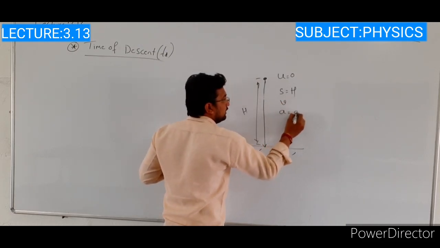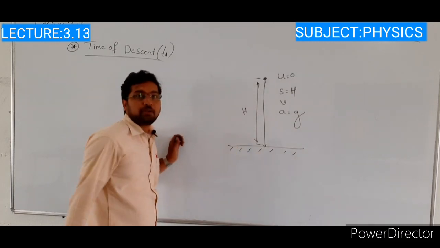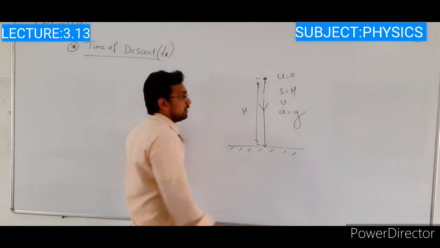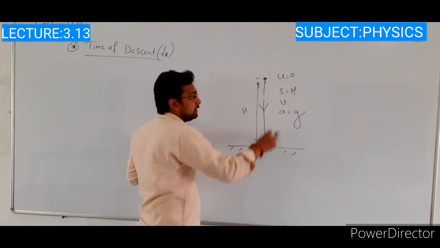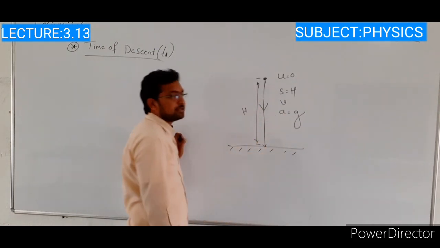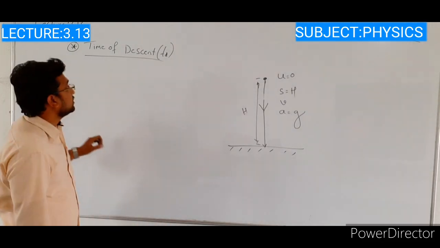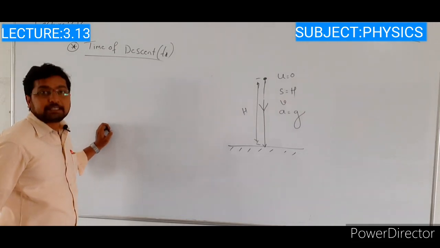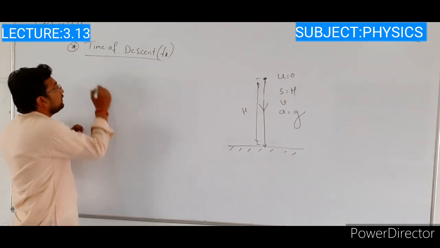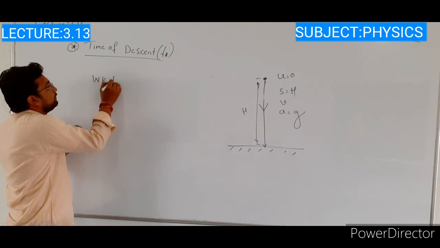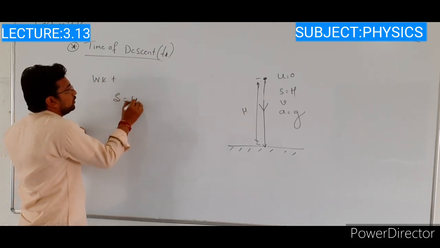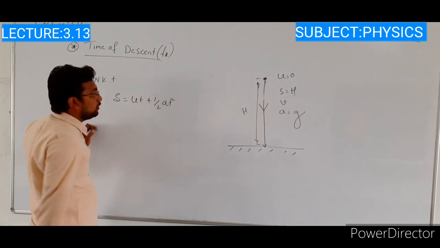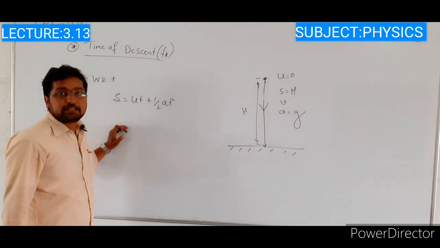Then the acceleration due to gravity value is plus g, because in this case the object is moving in the downward direction and the direction of acceleration due to gravity is also the same. Then we take its acceleration as positive. Okay, see here. Next we are going to find the expression to calculate the time of descent. Already we know the equation of motion, s is equal to ut plus half at square. In this case we use this formula to calculate the time of descent value.